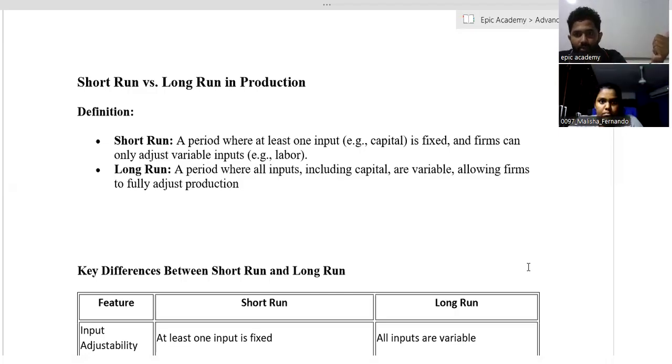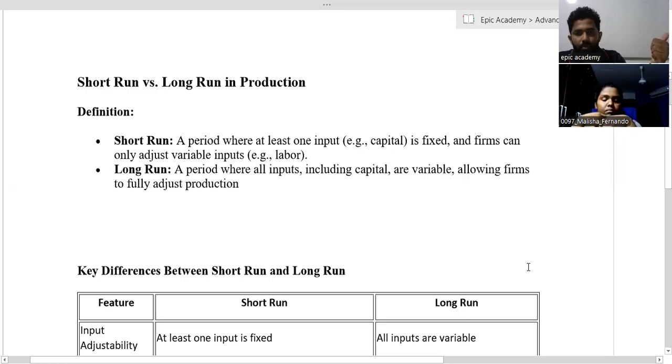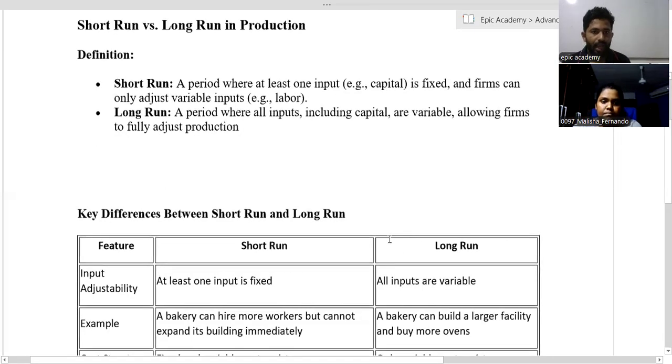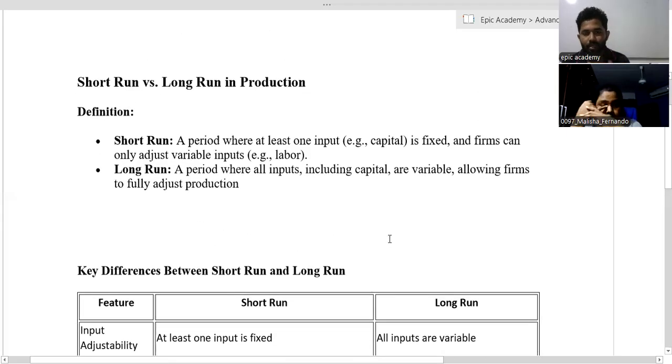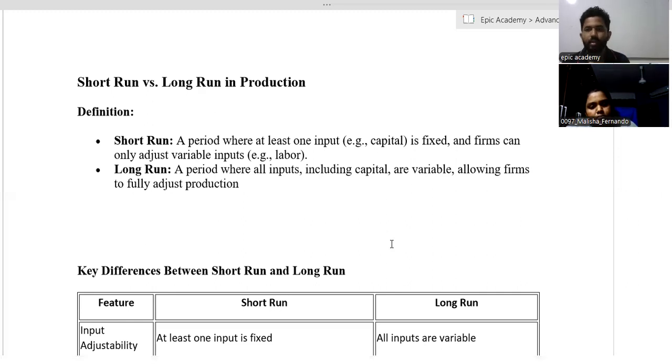Already we identified the basic idea related to the short run production process and the long run production process. Short run: a period where at least one input, for example capital, is fixed and the firm can only adjust variable inputs, for example labor. A fixed input is there and a variable input is also there, so we call it the short run.